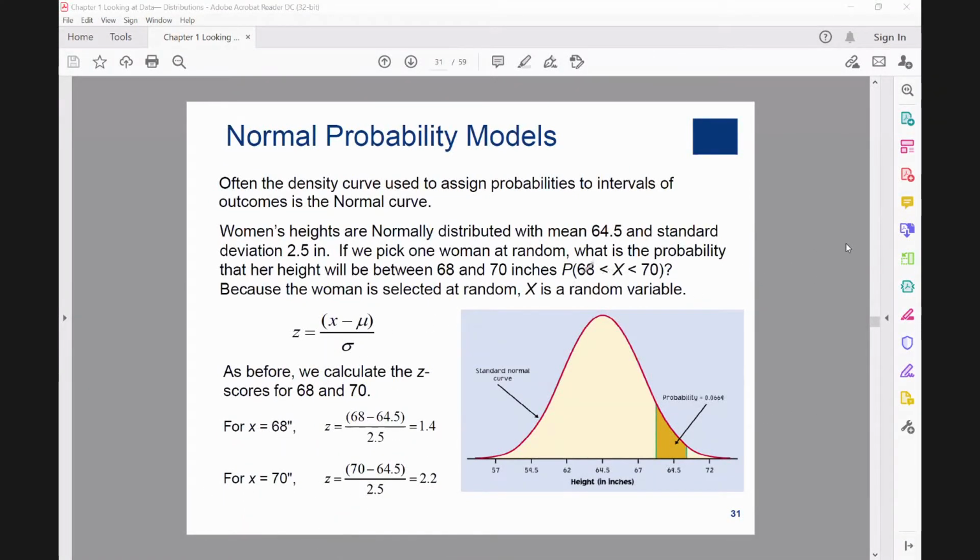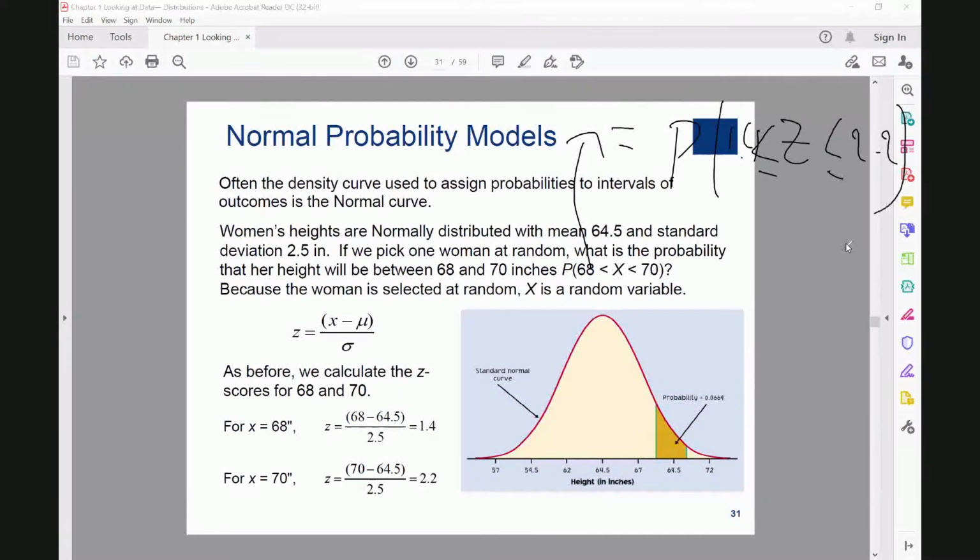Here he asked about the probability of x between 68 and 70. When x equals 68, z equals 1.4, as you see here. And when x equals 70, z equals 2.2. Then, thanks to the table, we need the probability of z between 1.4 and 2.2.